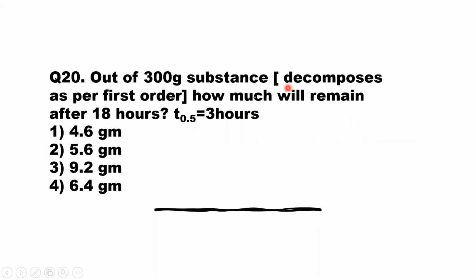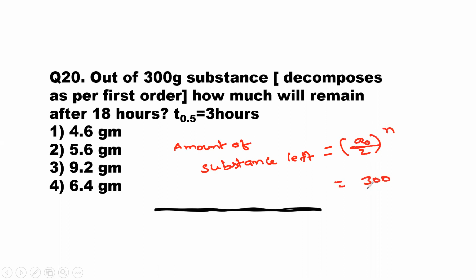Out of 300 grams of a substance decomposed as per first order, how much will remain after 18 hours? They have given 300 grams. See, it is the same kind of question which you have done already. So here we can do like this. Amount of substance left is equal to A naught by 2 whole to the power of n. A naught is called the initial amount. So the initial amount is 300, by 2 whole to the power of n, where n is the number of half-lives. After 18 hours, each half-life is 3 hours.